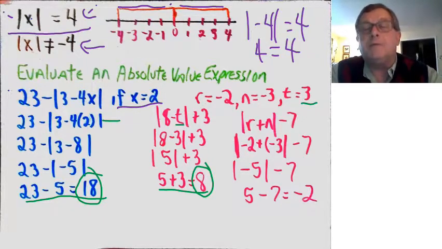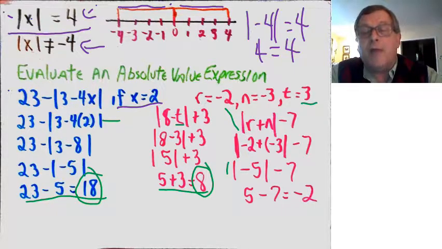Now here we've got the absolute value of R plus N. We substitute minus 2 for the R, and we substitute minus 3 for N. And so now we've got the absolute value of minus 2 plus minus 3, and then minus 7. Well, minus 2 plus minus 3, or minus 2 minus 3, is going to give us minus 5.